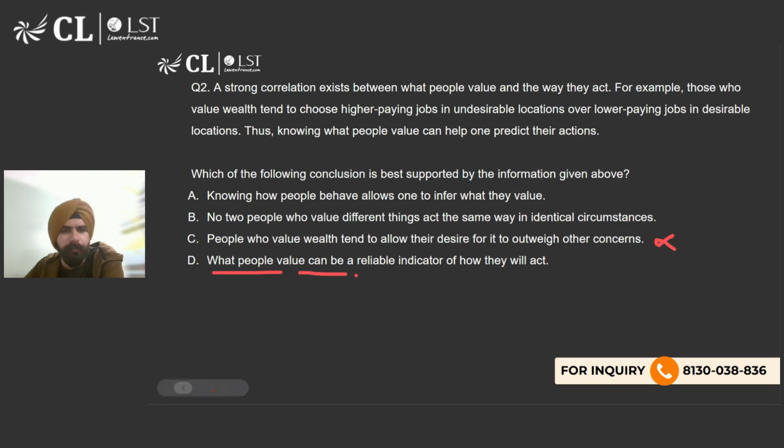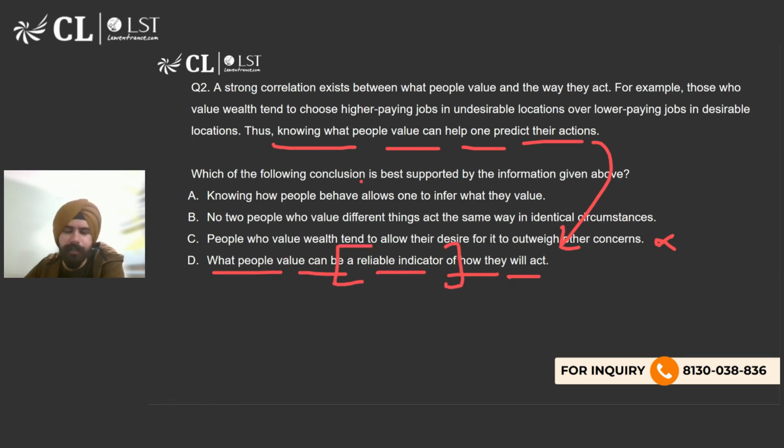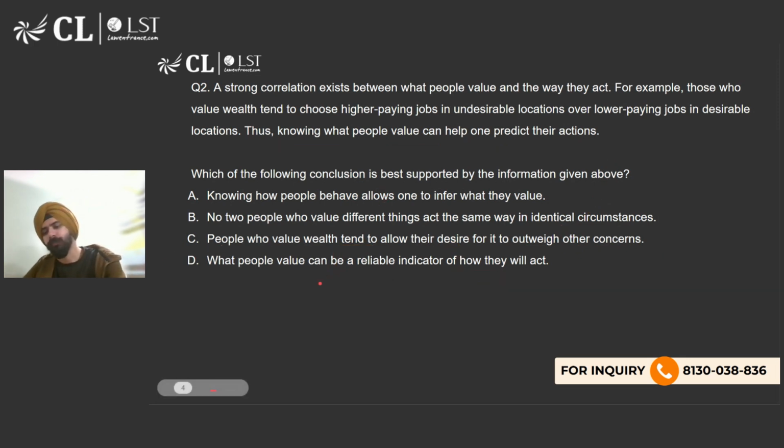What people value can be a reliable indicator of how they will act. And that is what the passage also says. They give you an example and say that knowing what people value can help predict their actions, and therefore we can conclude that what people value can be a reliable indicator of how they will act. This very well goes in line with what the passage is saying and seems like the correct conclusion.